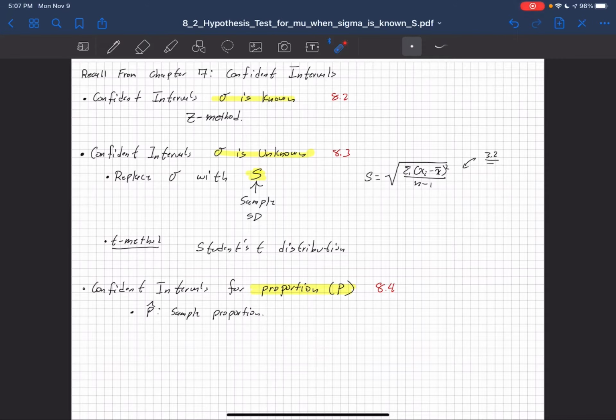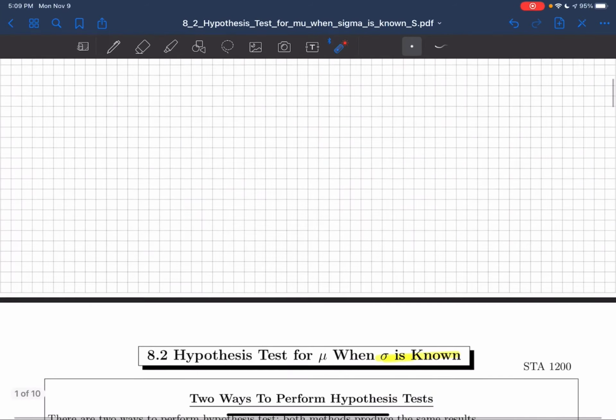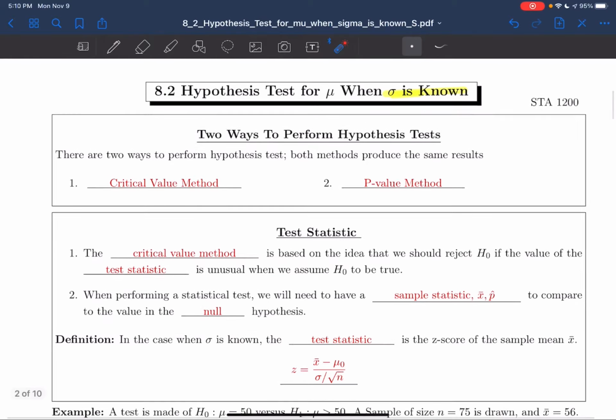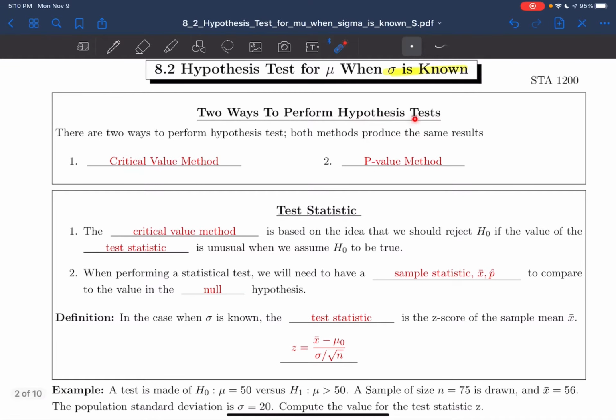Okay, so now let's get started with this section. Section 8.2, hypothesis testing for mu when sigma, our population standard deviation, is known. There are two ways to perform hypothesis testing. One is called the critical value method, and the other is called the p-value method. Right now, first we're going to talk about the critical value method, and later in the notes, we're going to talk about the p-value method.